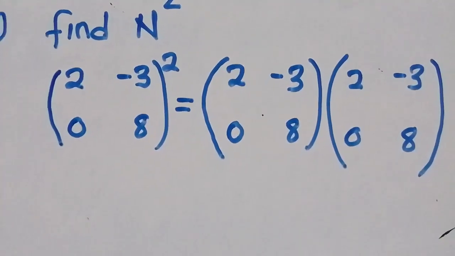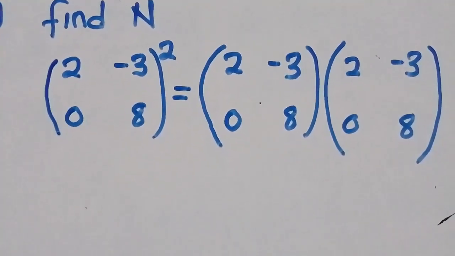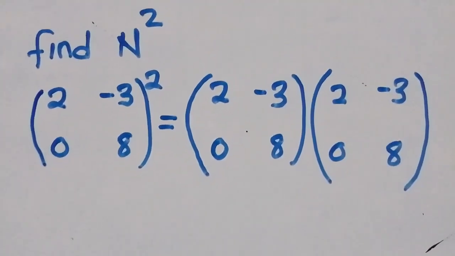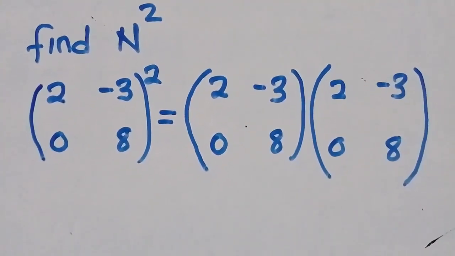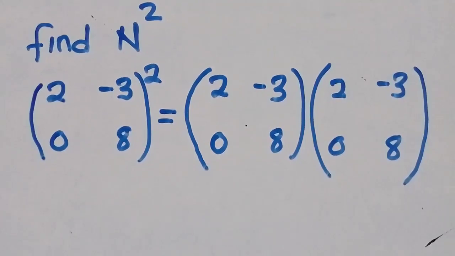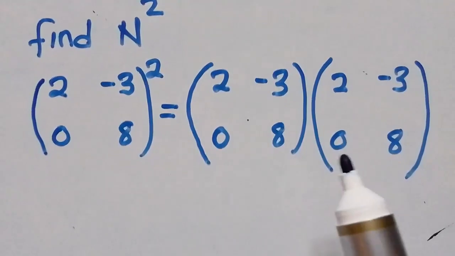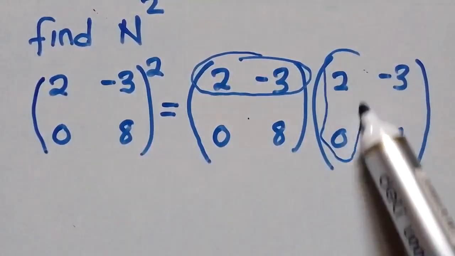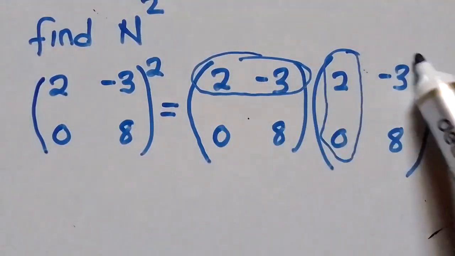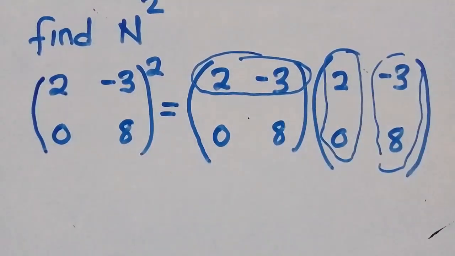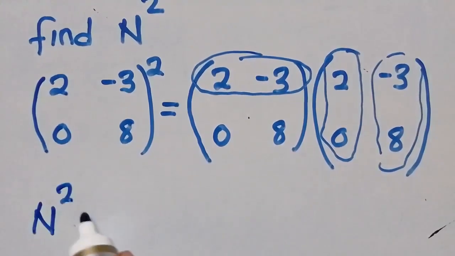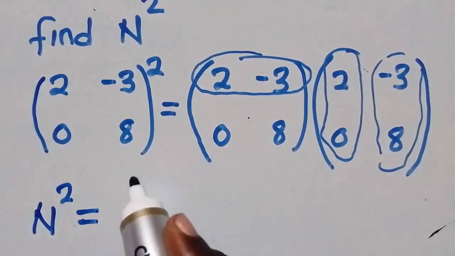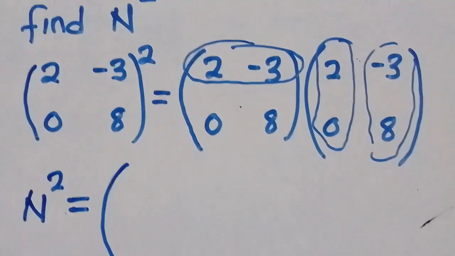So how do we multiply 2 matrices? When you are given 2 matrices, how can you multiply them? It is row by column. You take this row and multiply it with that column, and the same row with the other column. This is how we'll be doing it. So you are going to say n squared is equal to this.